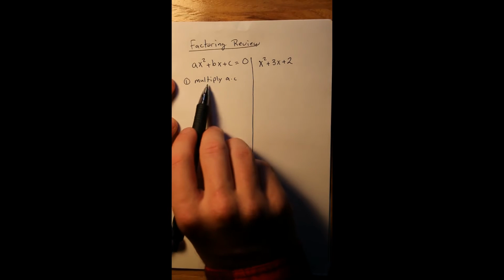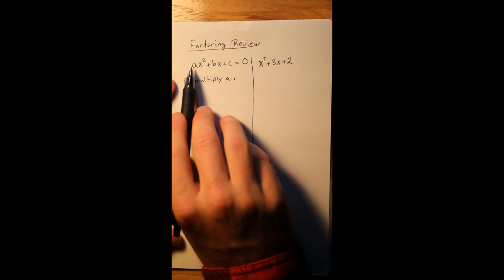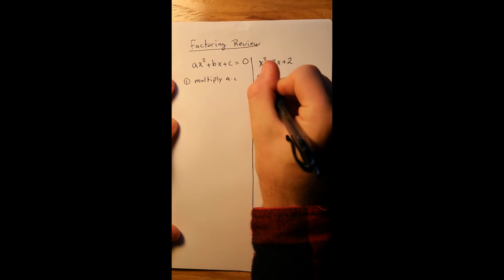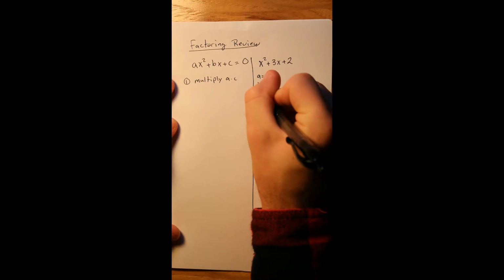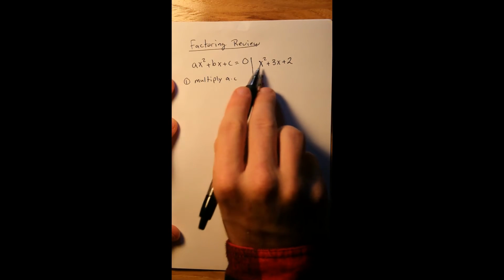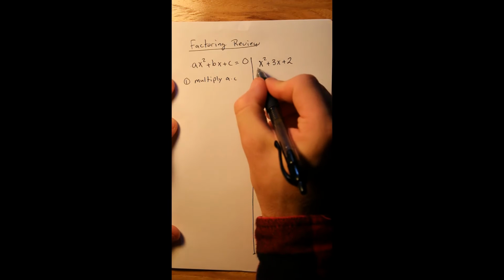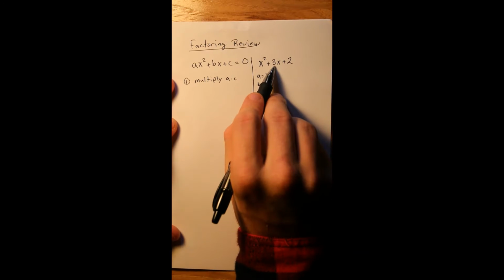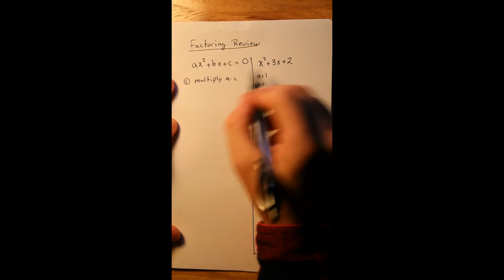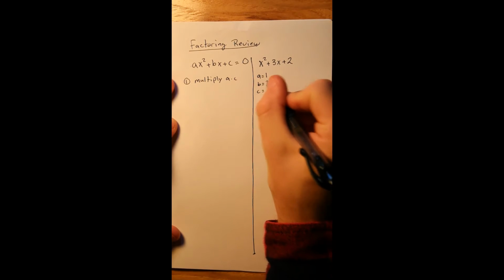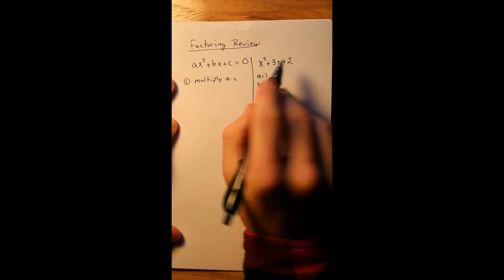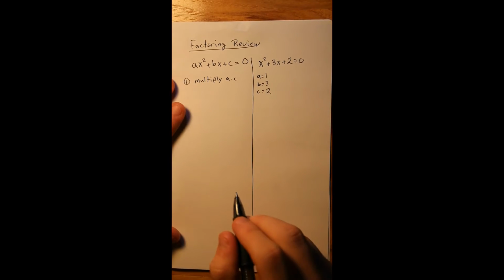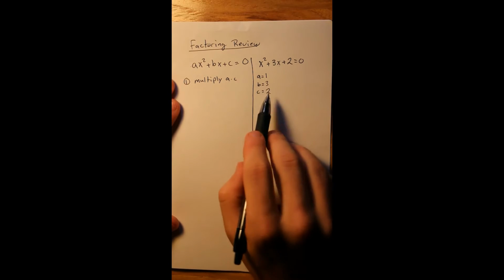So the first step is to multiply A and C. Actually, what I'm going to do first is label A, B, and C. A is this number in front of x squared, so if there's nothing there, it's always a 1. B is this thing here in front of the x, so I'm going to write a 3, and C is the last piece there, and that last piece there is a 2. Okay, so now I have my A, B, and C.